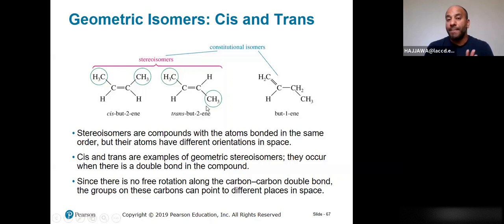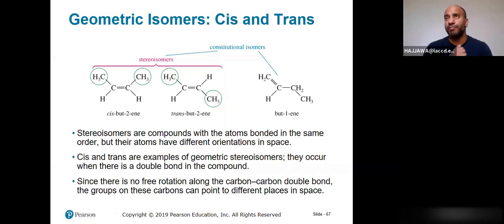So this is the difference between these two and this structure on the right. The structure on the right has totally different connectivity because the double bond is now on the terminal side of the molecule, while here it is on the internal side of the molecule. So these molecules are constitutional isomers, while these two structures, the cis and trans, are stereoisomers.